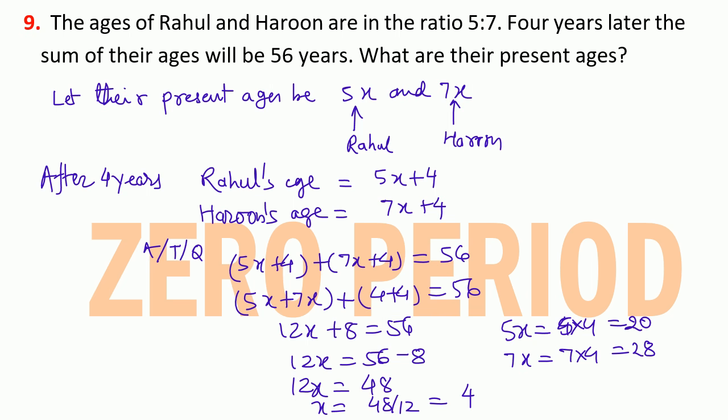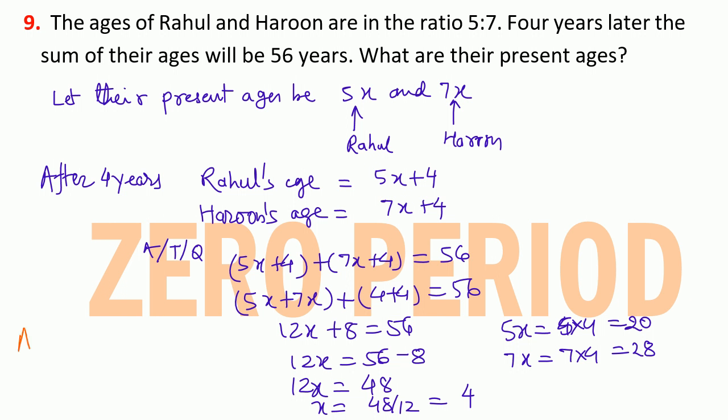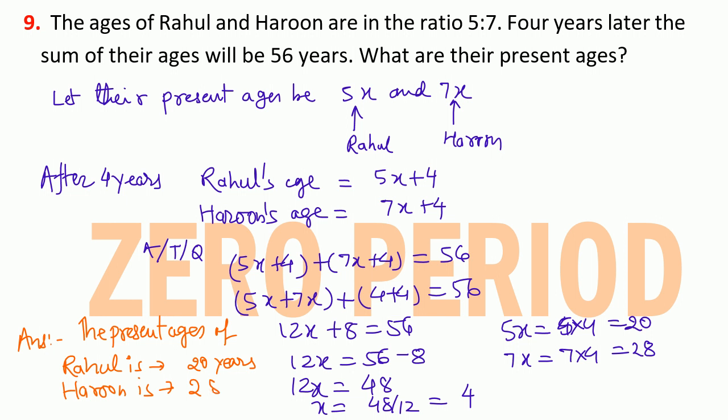So finally we can conclude this question by writing down the answer. Here I can write the answer. The present age of Rahul is 20 years and Harun is 28 years. So this is the solution of this question, and let us move to question number 10.